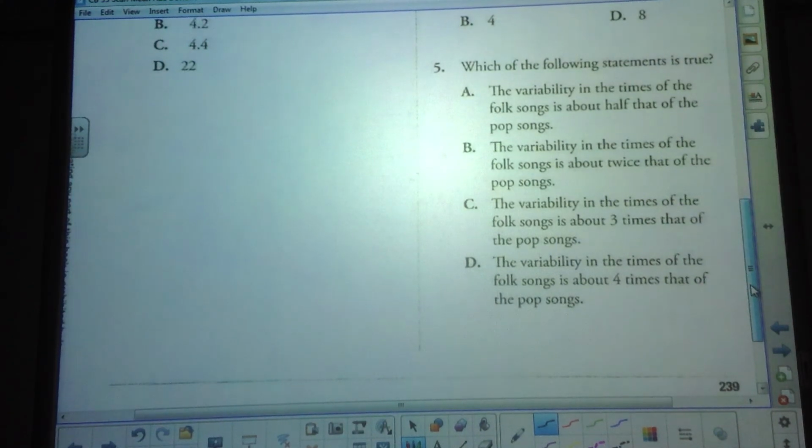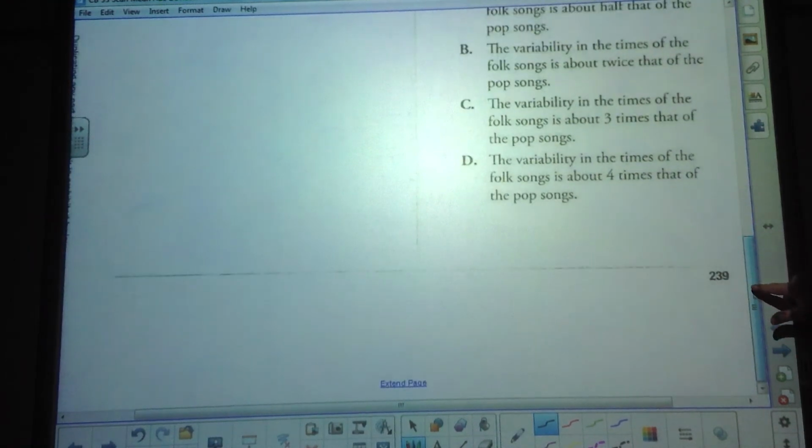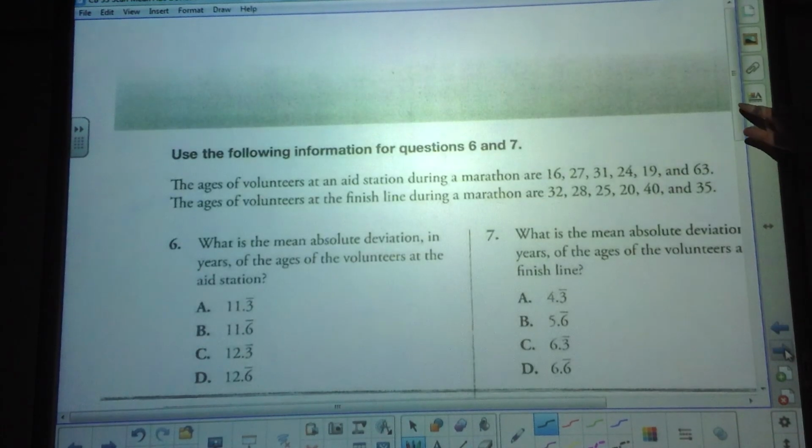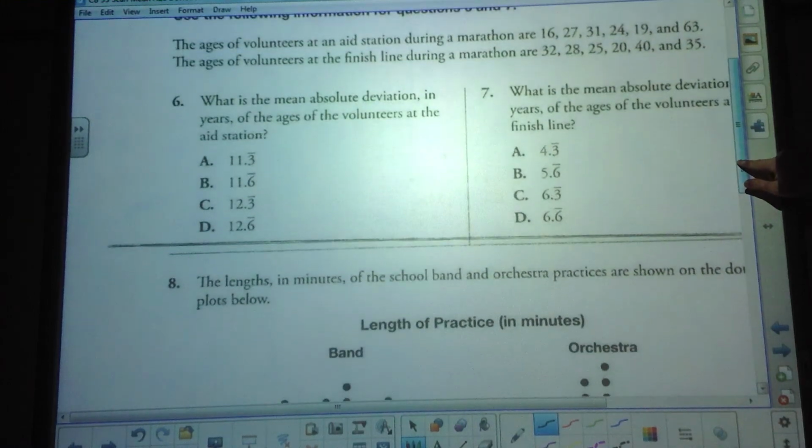The variability in the times of the folk songs is about half that of the pop songs. You're going to have to take your time, read these questions, and make sure you can actually compare those two deviations. And again, you need to know that the bigger the mean absolute deviation is, the more inconsistent, the less predictable the data set is.